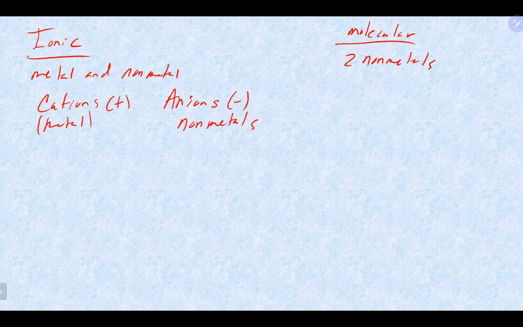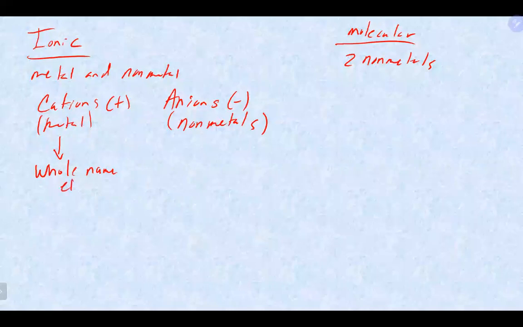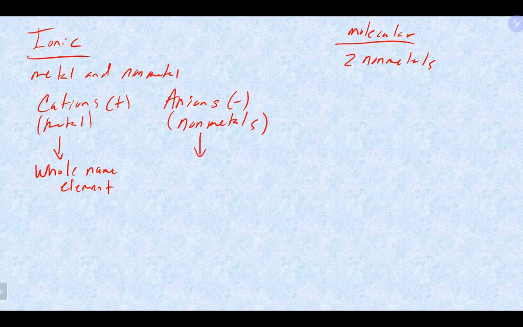If we have these ions by themselves, there are a couple of different ways that we go about naming them. For the cations, we just use the whole name of the element. For our non-metals, we take the main part of the name of the non-metal, typically drop the last part, and put the IDE at the end of it. So non-metals always get the IDE at the end, and metals pretty much use the whole name.